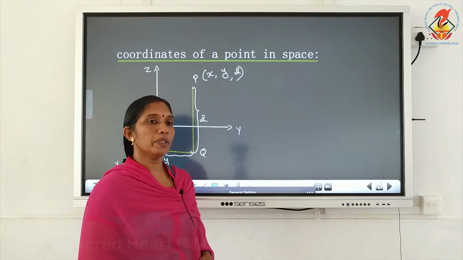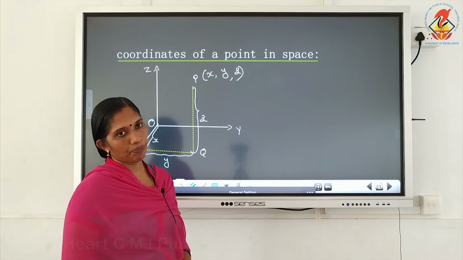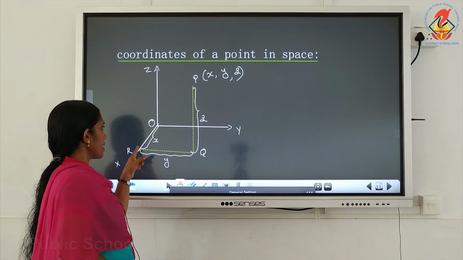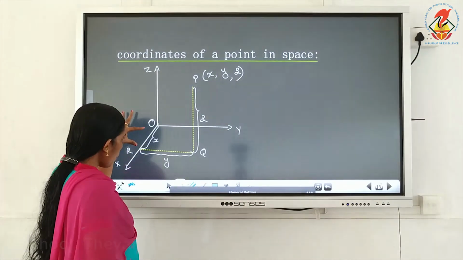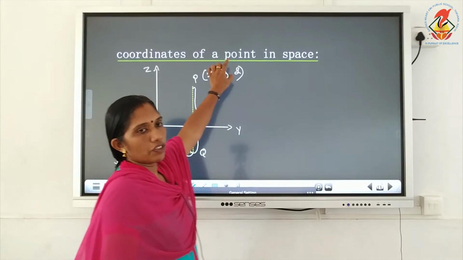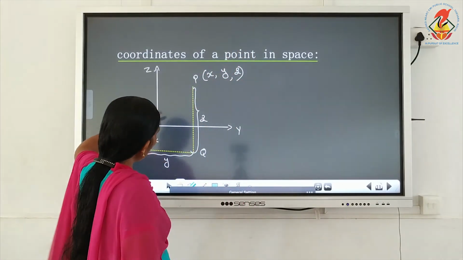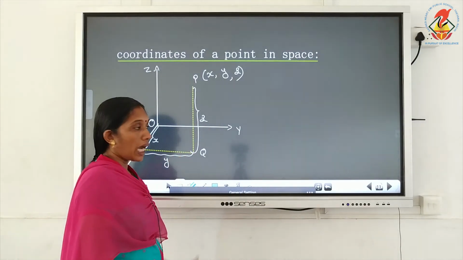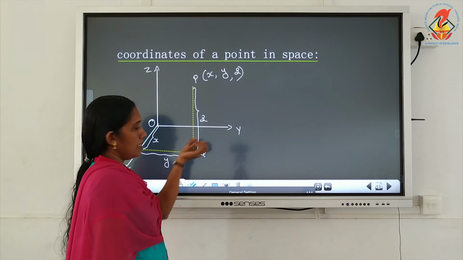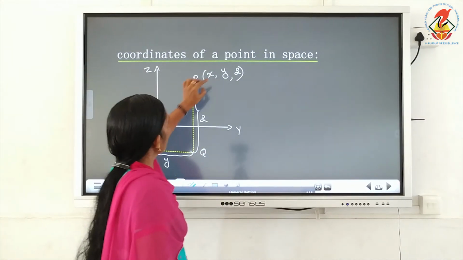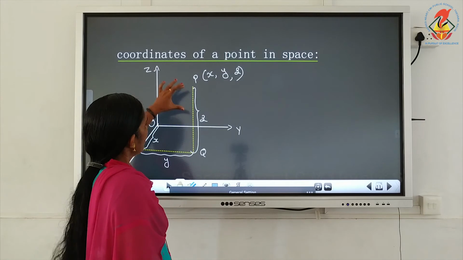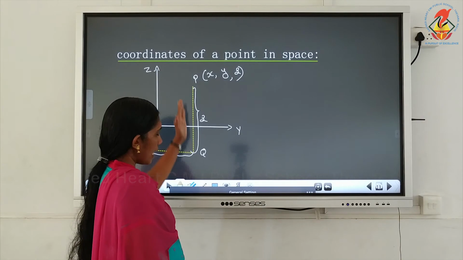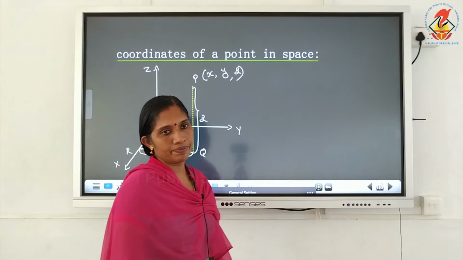So first you have to draw a perpendicular to the xy plane. Then from there, draw a perpendicular to the x-axis that intersects the x-axis at R. If OR is x, then the x coordinate of P is x. If it is 5 units, you have to write x as 5. Then what is the length of RQ? RQ is parallel to the y-axis. So we get that value. If y is 4, here you have to write 4. Then PQ. PQ is parallel to the z axis. How much is that measure? That gives the z coordinate. Okay.